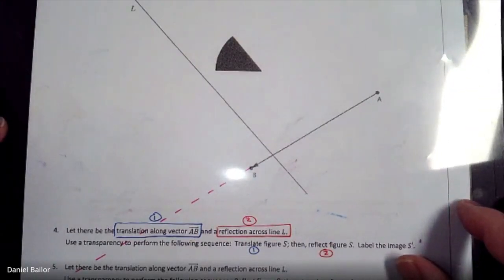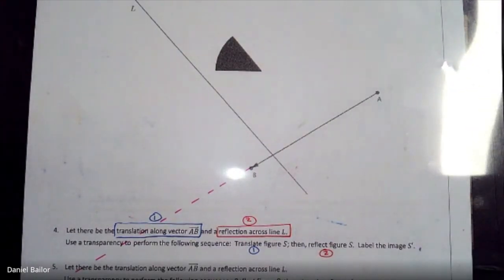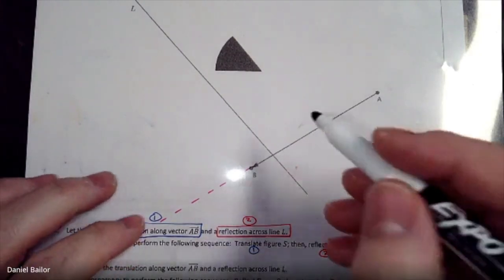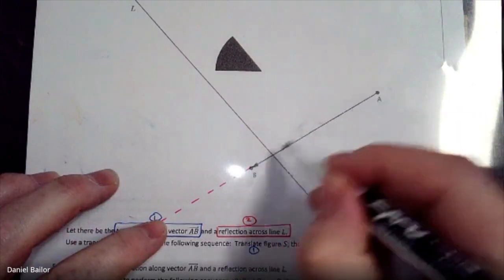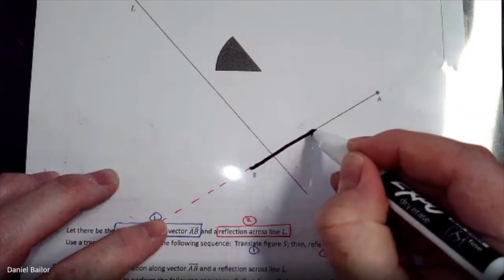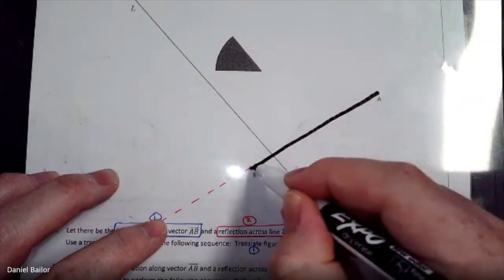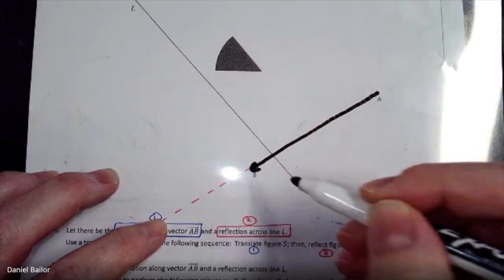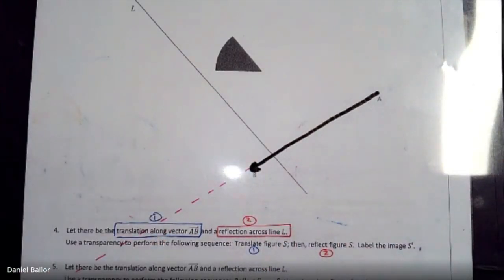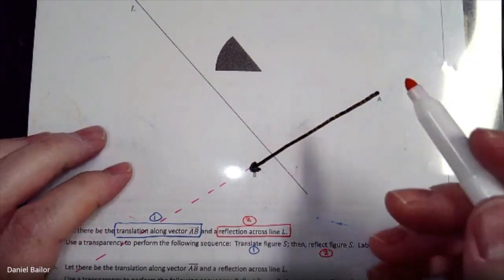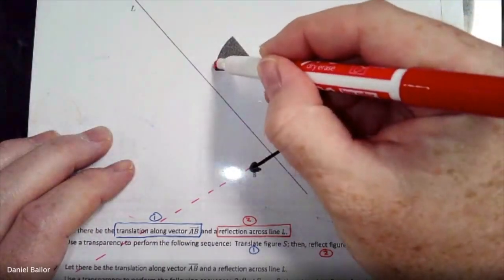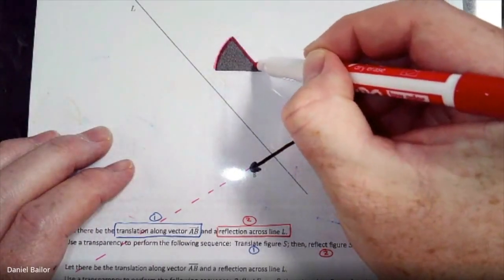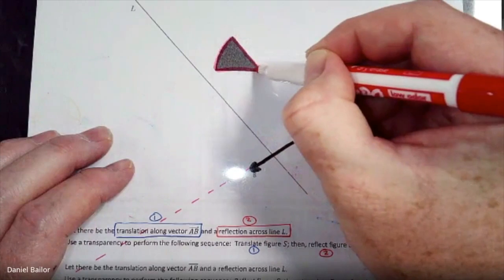I'm going to label everything on my transparency. I'm going to get my vector. My vector is AB, so I'm going to trace it precisely. That's my vector. I also want the figure that I am going to translate and reflect, the wedge. I'm going to do that in a red color right now.